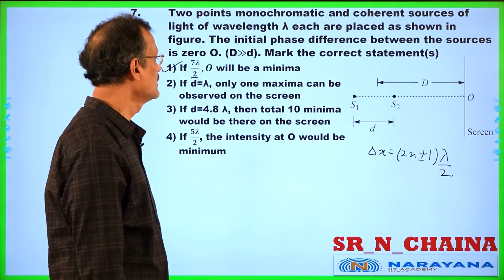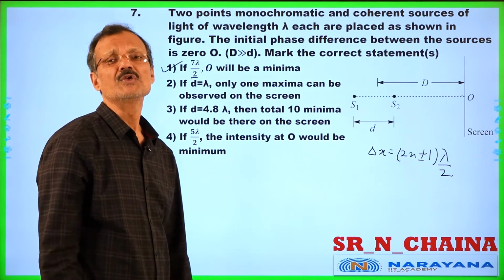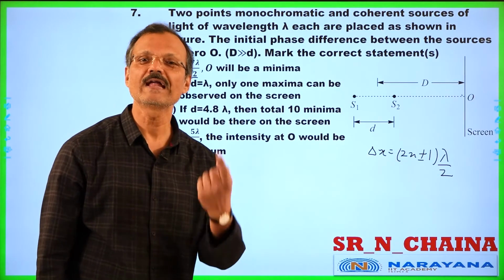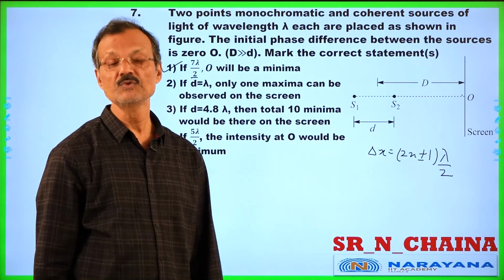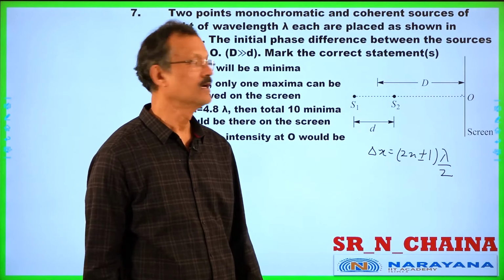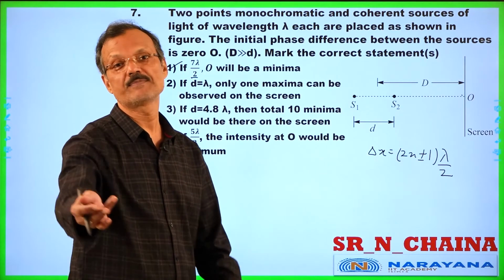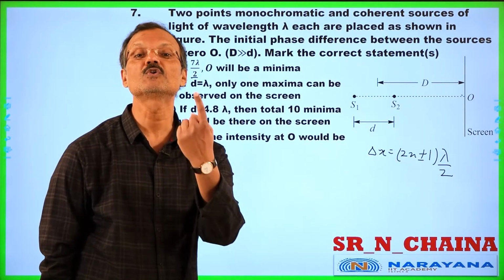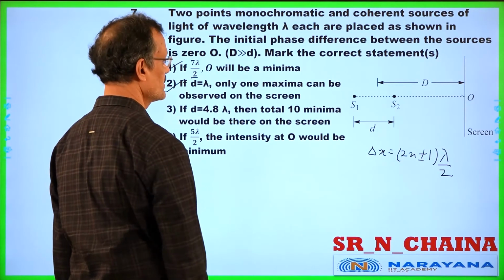If D is lambda, only one maxima can be observed on this screen. You have to get below lambda an odd integral multiple. Lambda already, n is 1. How will you go below that? You will have only one maxima, which will correspond to the second one. You will tell, sir, take 0. If I take 0, then S1 and S2 will coincide, no? And above lambda you will not take. So you have only one single lambda which will correspond to only one maxima. It means that alternate 2 is also 100% right.